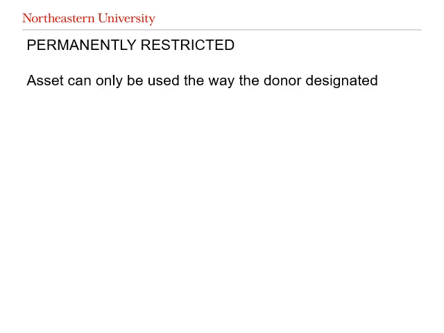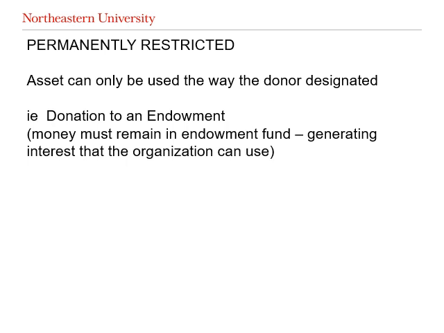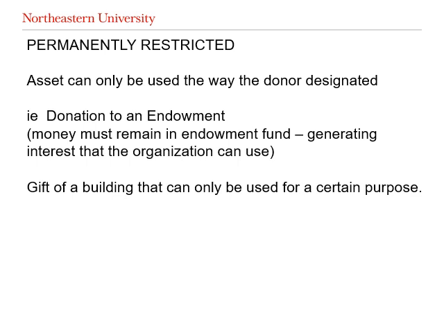Permanently restricted assets can only be used the way the donor designated them. You have no options. Typically, that might be a donation to an endowment, where that money must remain in perpetuity in the endowment fund. It will be generating interest that the organization can use. It may be that the organization received the gift of a building, but it can only be used for a certain purpose and cannot be changed into a different use later.